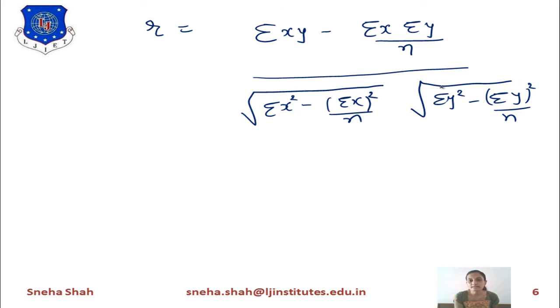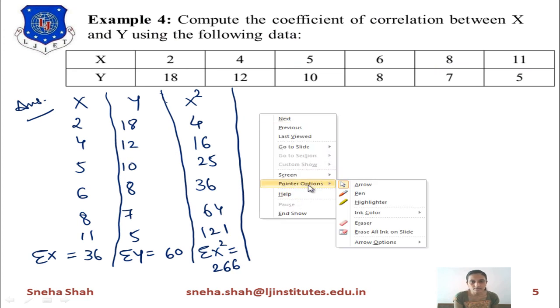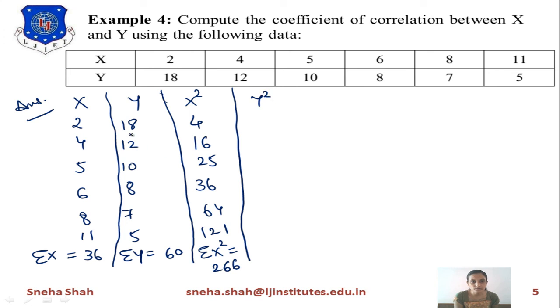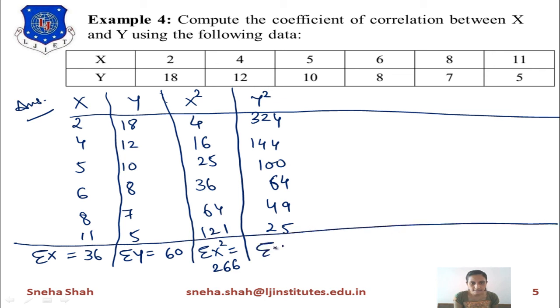Similarly, we will find the summation y square. For that, first of all we will find the value of y square, and then we will add all these terms. So the next term we have to find is summation y square. First of all I will find y square. 18 square is 324. Next term is 12 square, which is 144. 10 square is 100. 8 square is 64. 7 square is 49. 5 square is 25. If we add all these terms, it gives us summation y square, which equals 706.